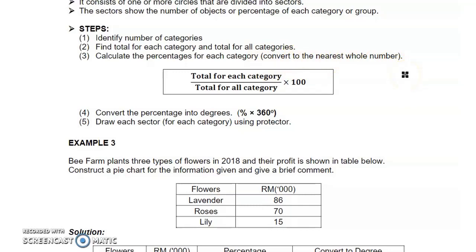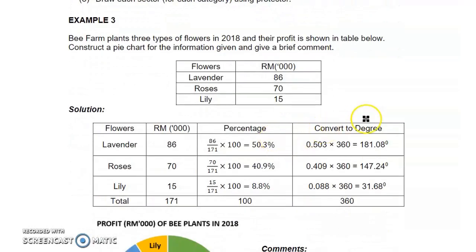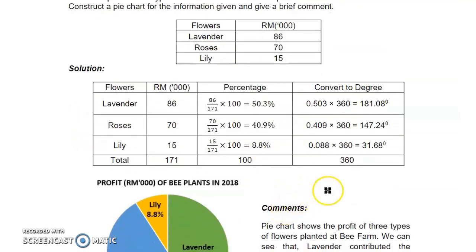Let's say you get 29.723, so you can round off to 30%, for example. Next step, find the degree for each slice. Convert the percentage from step 3 just now into degrees. How to find the degree? Percentage for each category multiplied by 360. Then draw each sector or slice using a protractor. Later on you see example 3, where I already show you some calculation.